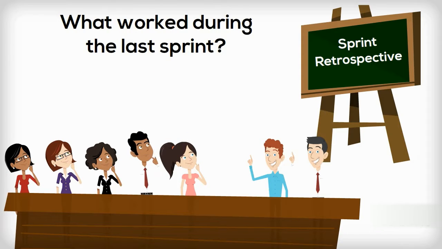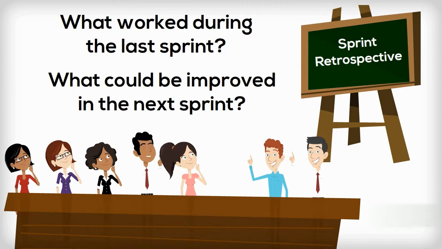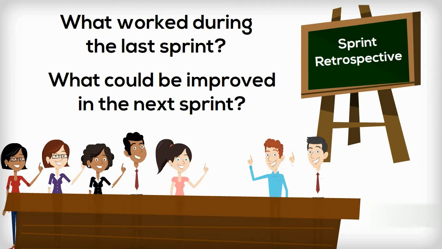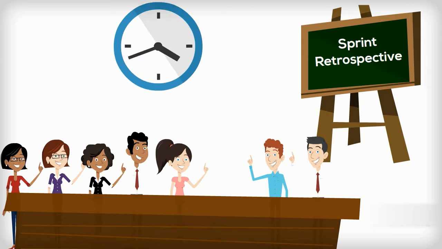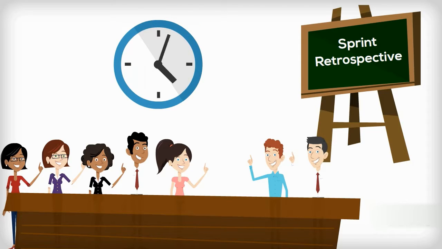What worked during the last sprint? What could be improved in the next sprint? Each team member should speak one at a time so the rest of the team can hear clearly. The meeting needs to be time-boxed strictly as usual, but should be long enough to allow the team space to express themselves. This is an opportunity for everyone to be transparent.